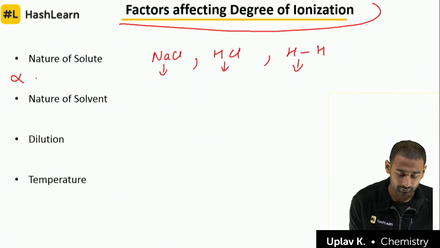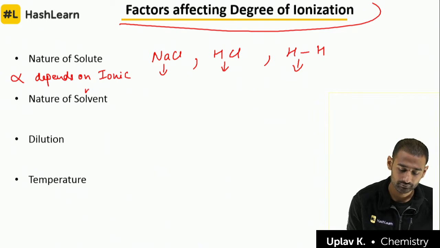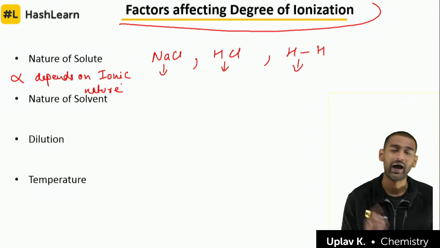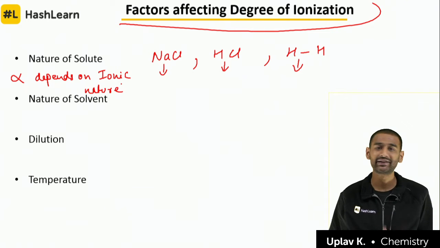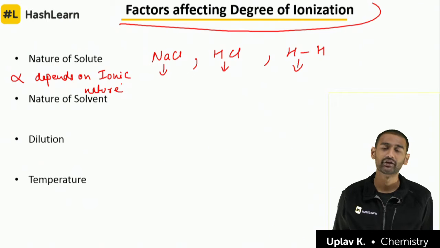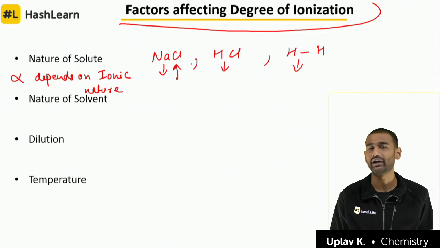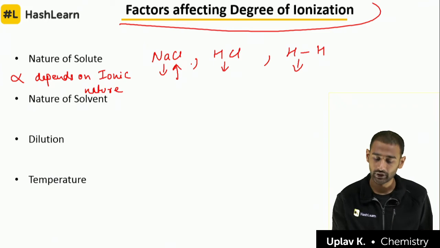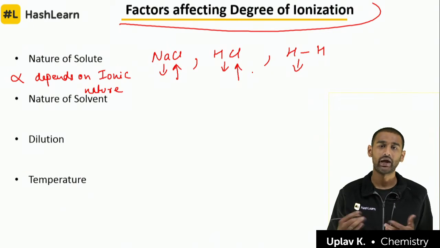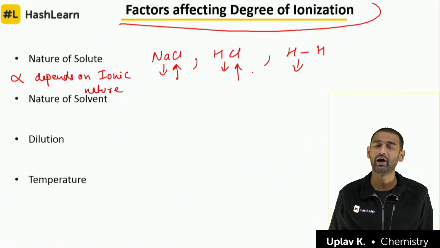it depends on ionic nature. It depends on ionic nature. So if your molecule has more ionic nature then it will have more dissociation, and if it has very little ionic nature then it will have very little dissociation. For example, this is a completely ionic compound, so this will easily dissociate. This is a polar covalent compound, so it has some ionic character, so this will also dissociate.